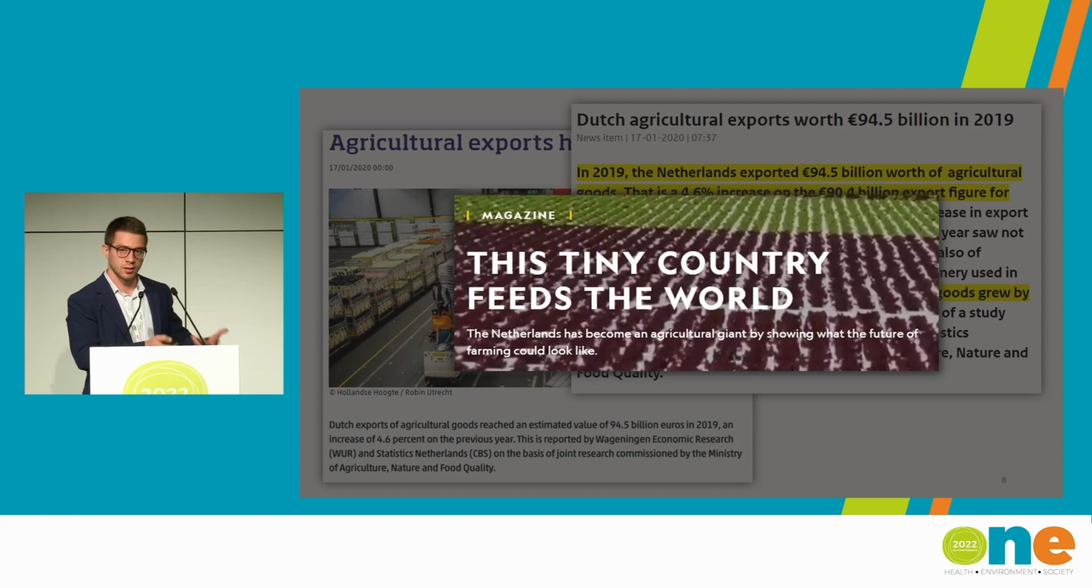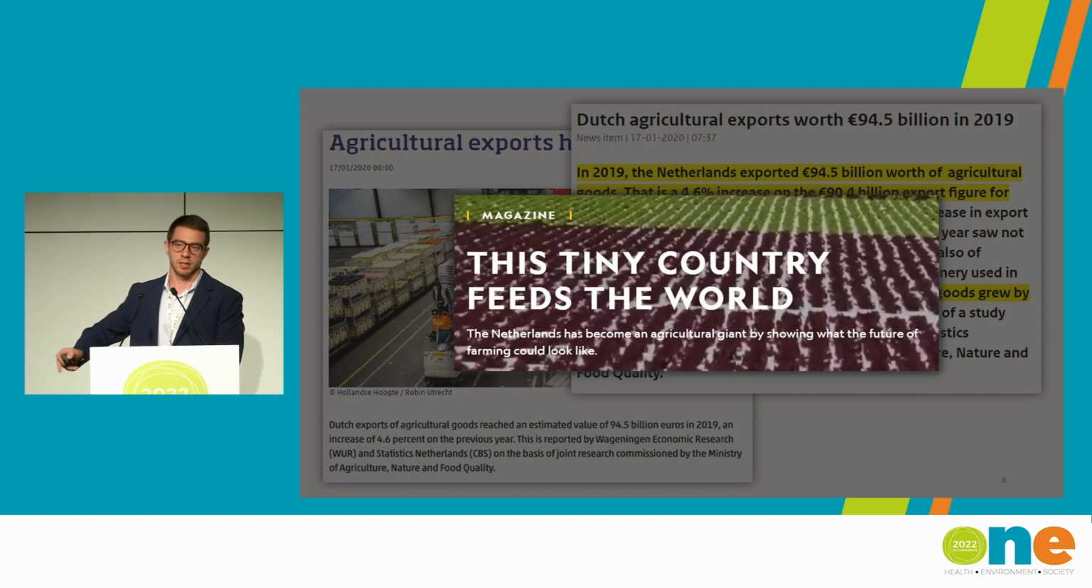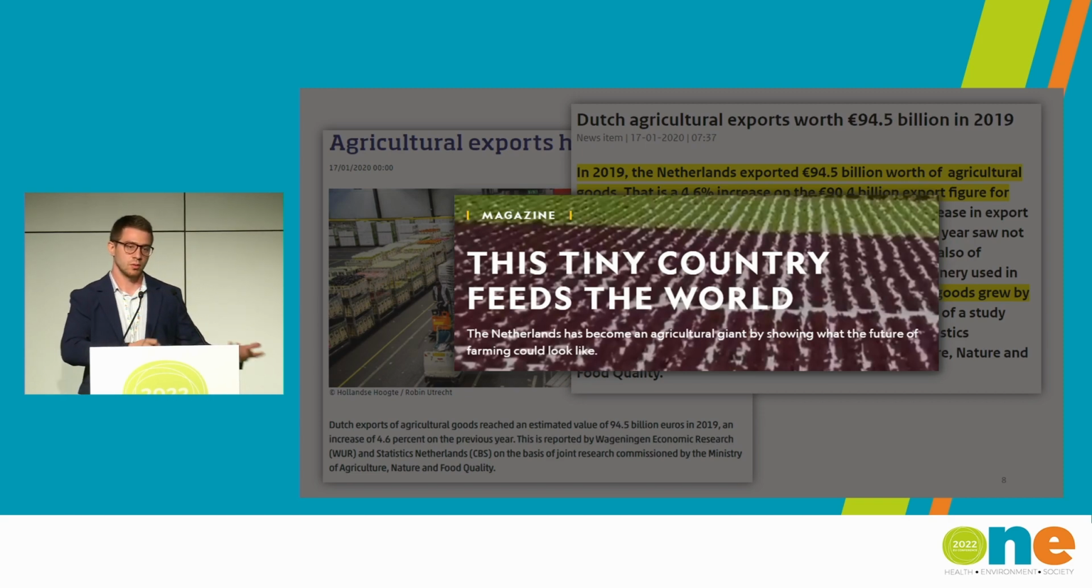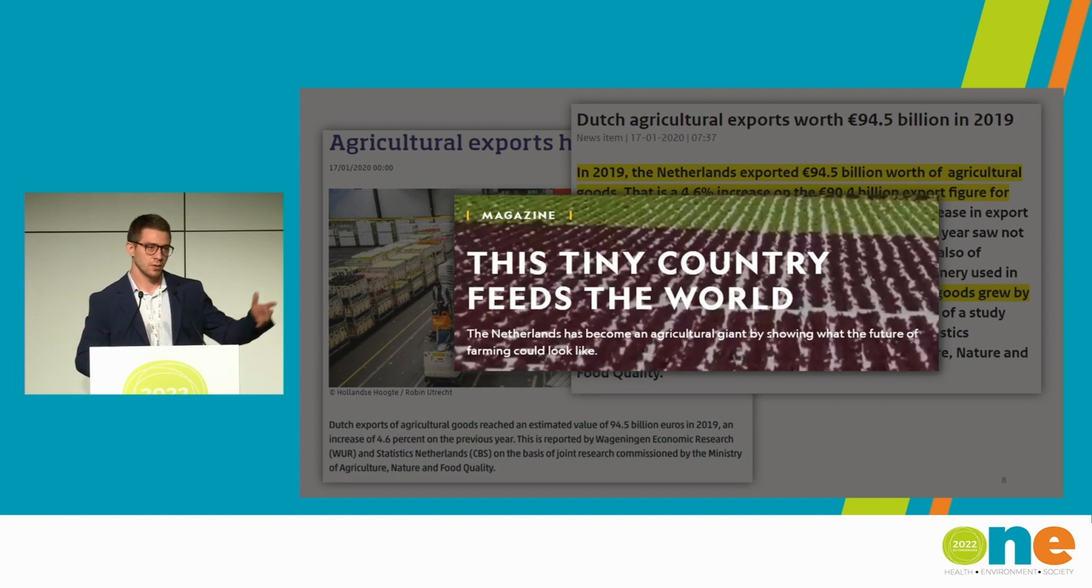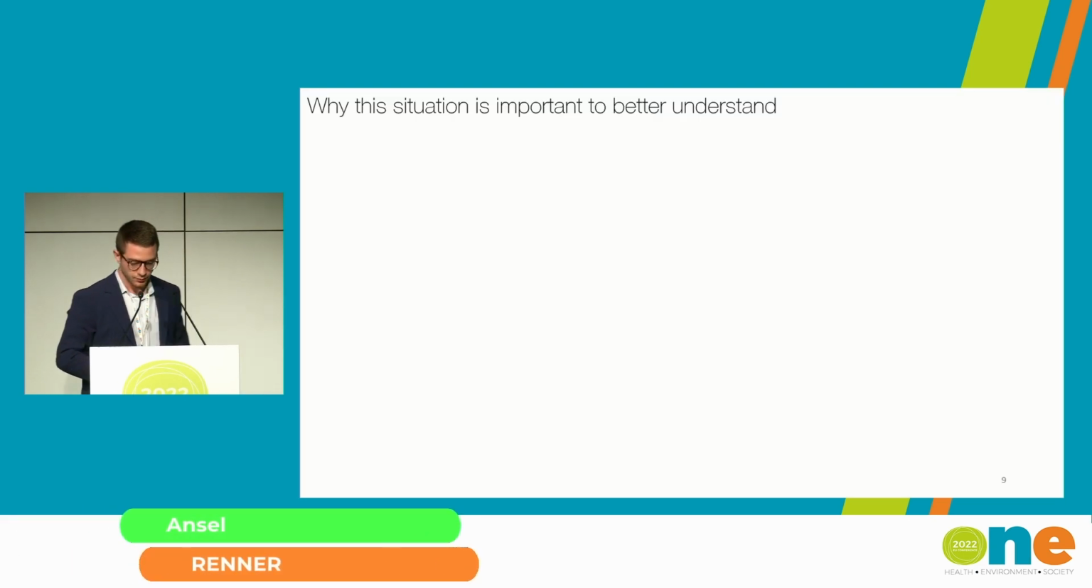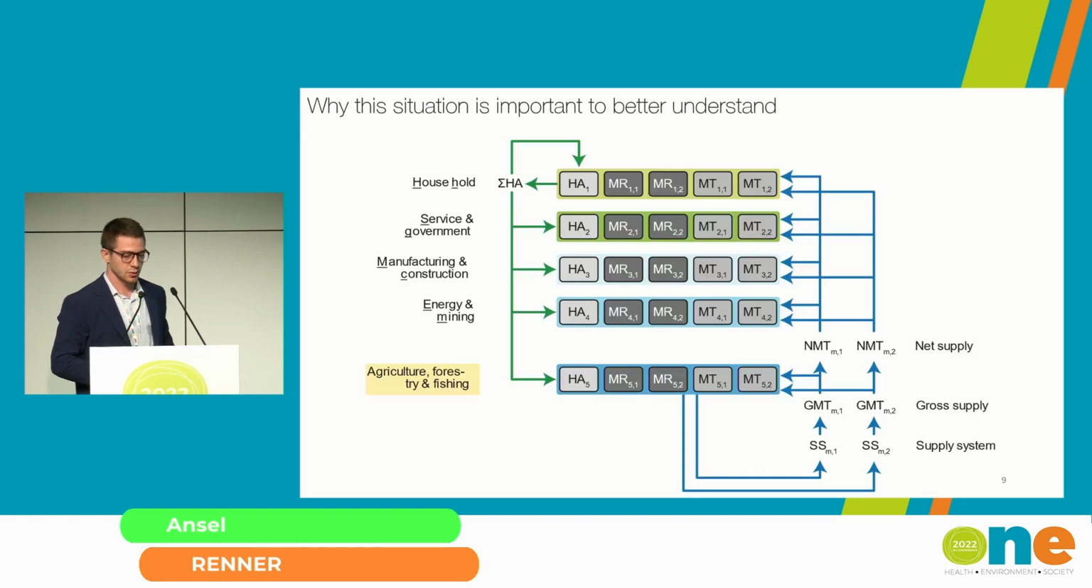There's no doubt that the agricultural sector of the Netherlands is phenomenally technologically advanced, and there are many aspects to be repeated elsewhere. However, these narratives are misleading, especially from a metabolic perspective. They're misleading also from a security perspective, and I'll explain why. So why is this situation better?